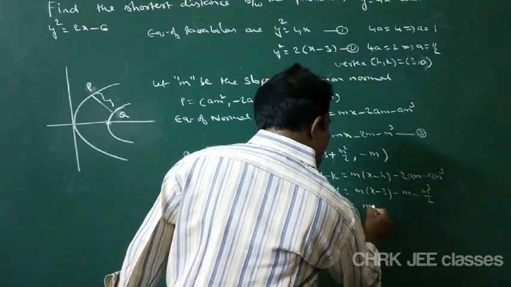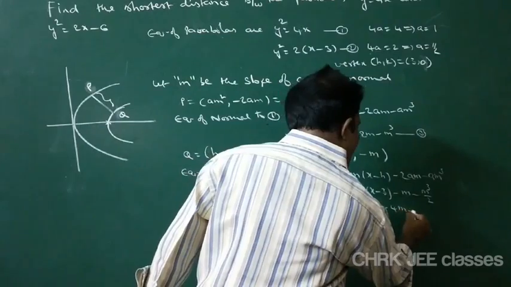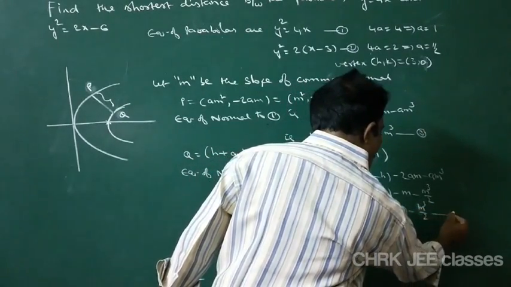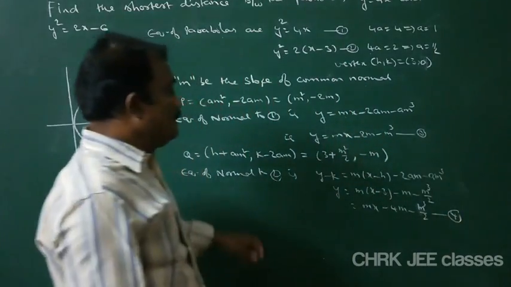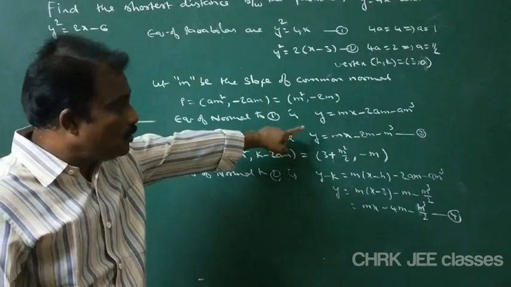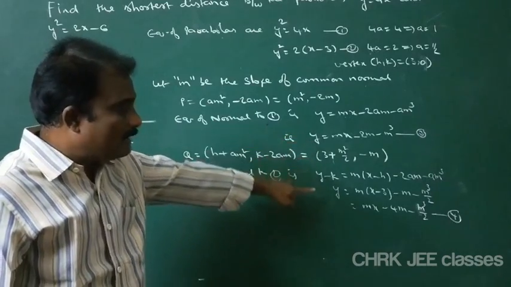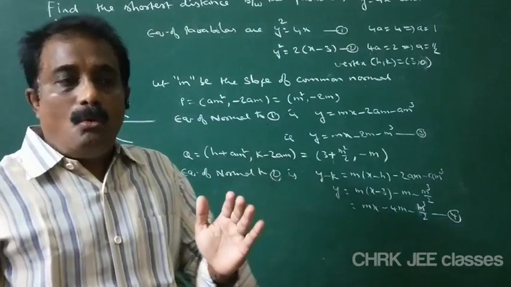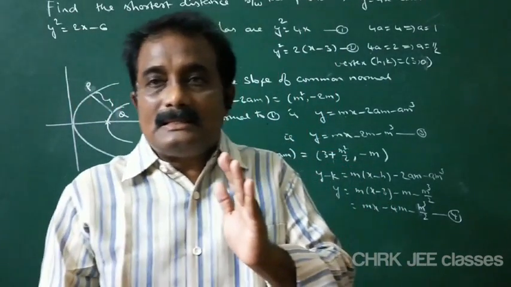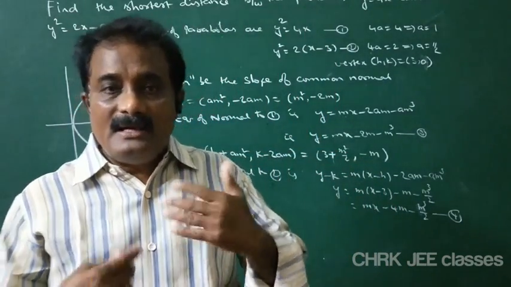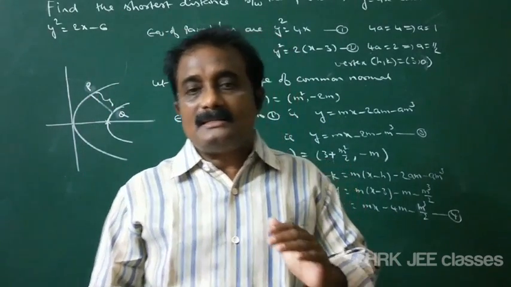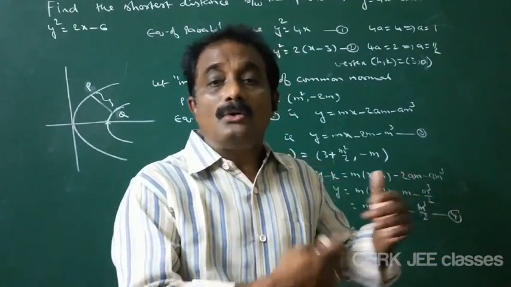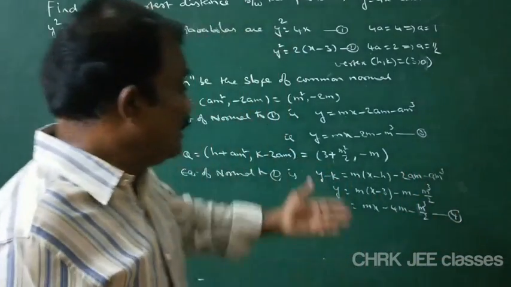So that equals mx minus 4m minus m cube by 2. Here this is the equation of the normal to parabola 1 and this is the equation of the normal to parabola 2. So both normals are the same. Why? Because the shortest distance lies along the common normal. The normal is common. That's why we have to compare both the normals.